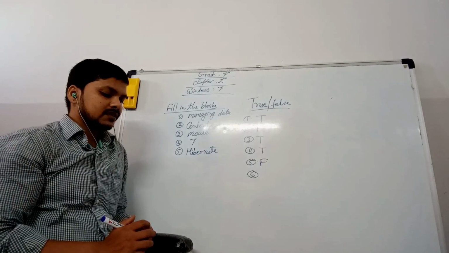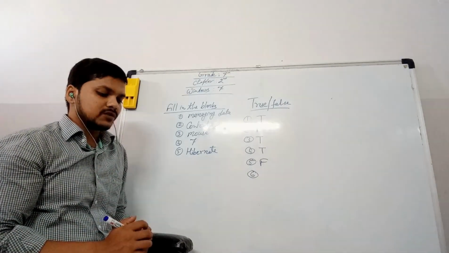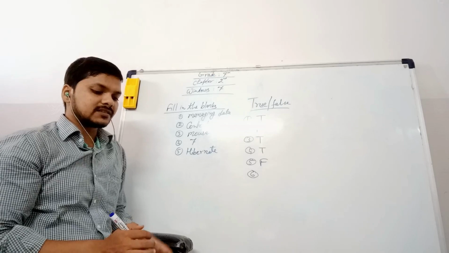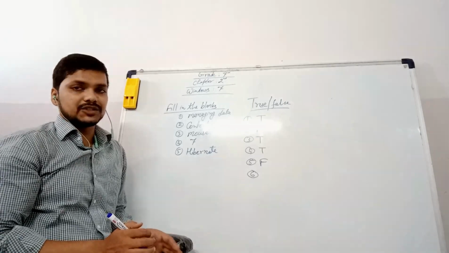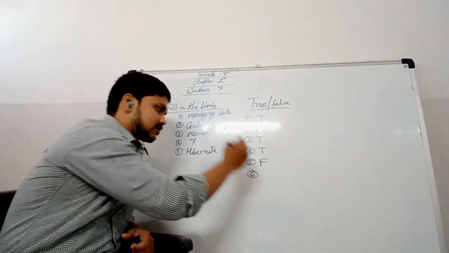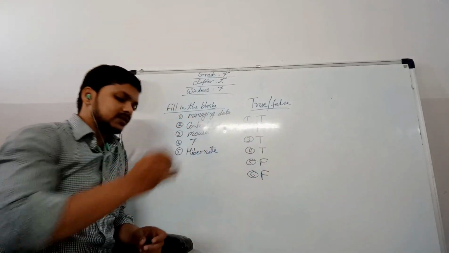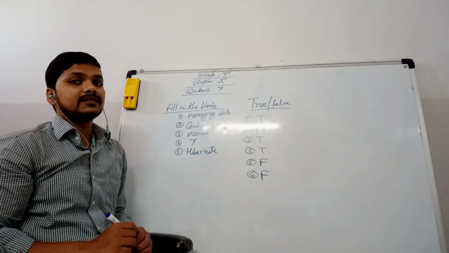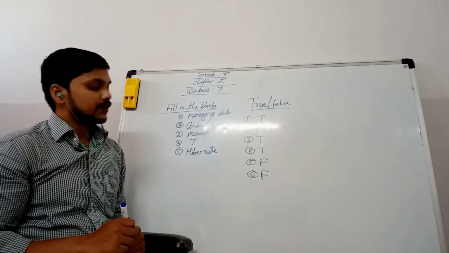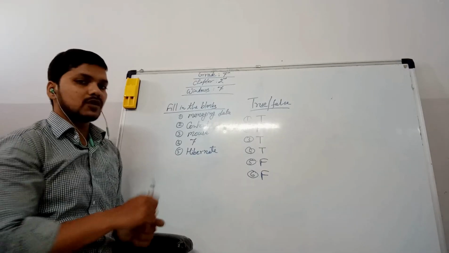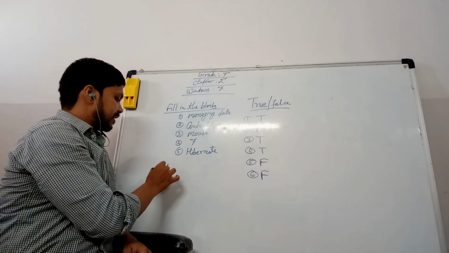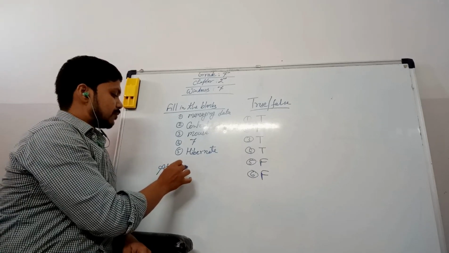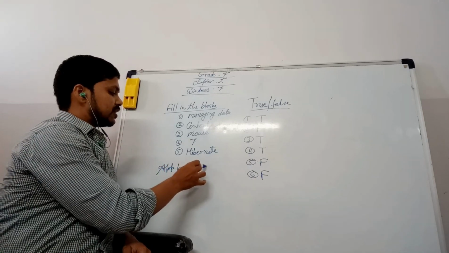Sixth, the left pane of Windows Explorer displays the disk drives and folders in a hierarchical order. False. Why? Because this hierarchical order of drives and folders is seen at the right pane. Now we are coming to the application based questions of this chapter. I am writing here ABP means application based question.